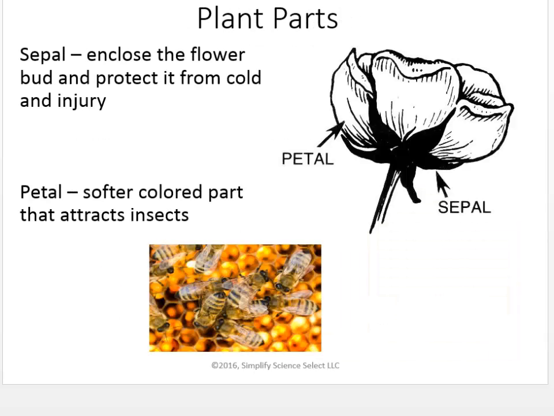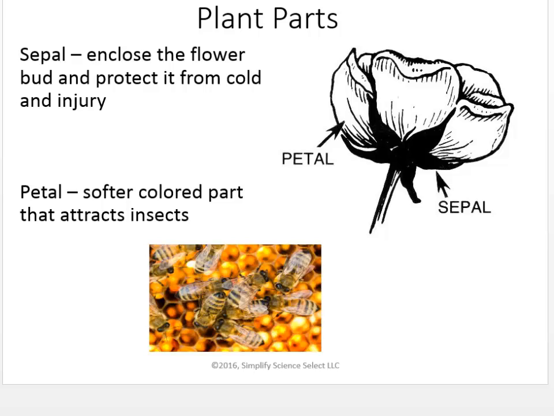Let's start naming some parts. We saw these in the lab. So we have the sepal and the petal. The sepal is the outer part. That's the very base, the outer part of the flower. It's the part you see on the outside when it's still closed as a bud. It protects the flower from cold and injury.